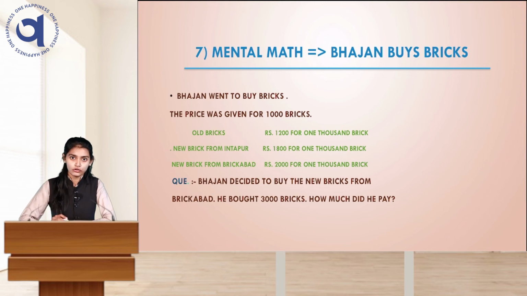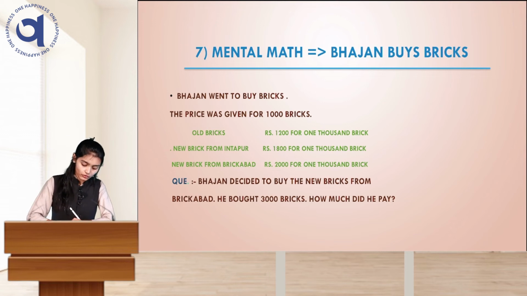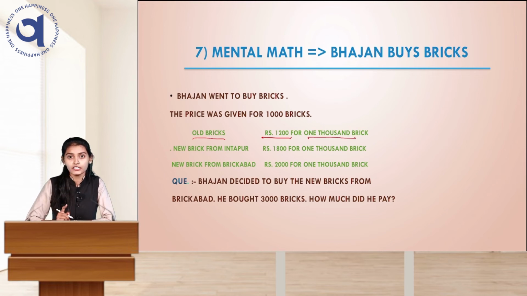Next, mental math, Bhajan buys bricks. So let's solve this question. In this problem, a person whose name is Bhajan buys some bricks at different prices. Here you have 3 prices. First is old brick, so we have 1200 rupees for 1000 bricks. Remember that here we have the price for 1000 bricks. New brick from Itapur, so that is 1800. New brick from Brikabad, so the price is 2000 rupees.